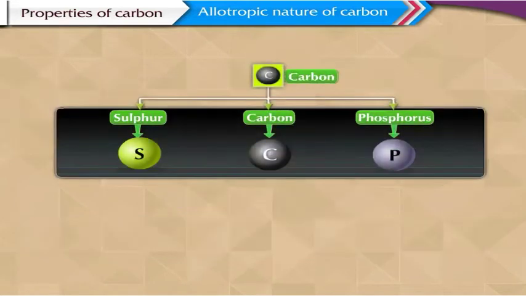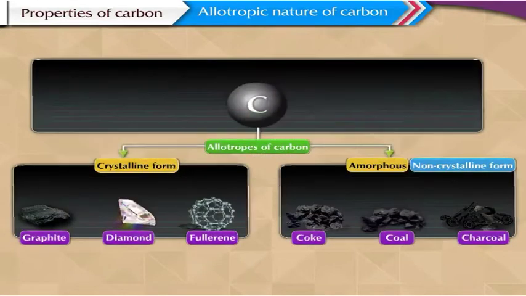Carbon shows the property of allotropy. The elements sulfur and phosphorus also exhibit allotropy. Carbon exists in two allotropic forms, the crystalline form and the non-crystalline or amorphous form.